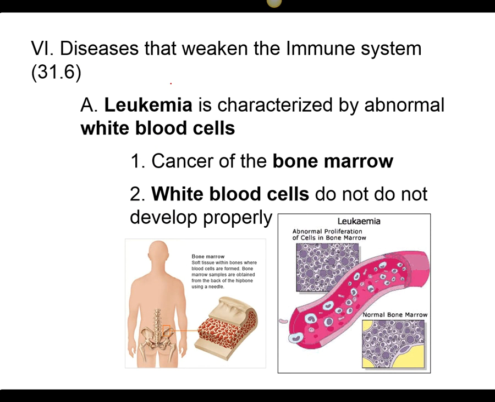There's two main diseases that will weaken the immune system. Leukemia is characterized by abnormal white blood cells because we have this cancer in the white blood cells that's located in the bone marrow. And so your white blood cells don't develop properly. And if you don't have white blood cells developing properly, you're going to have a lowered immune system. This is ultimately like blood cancer.